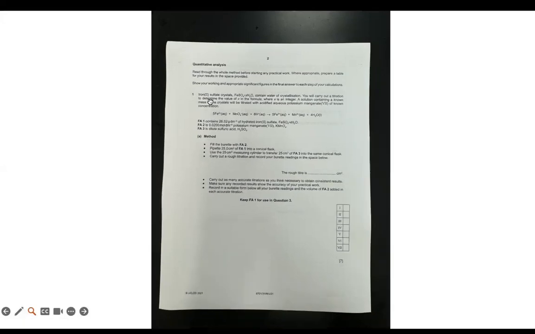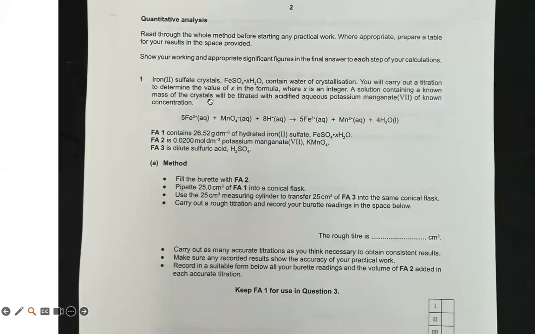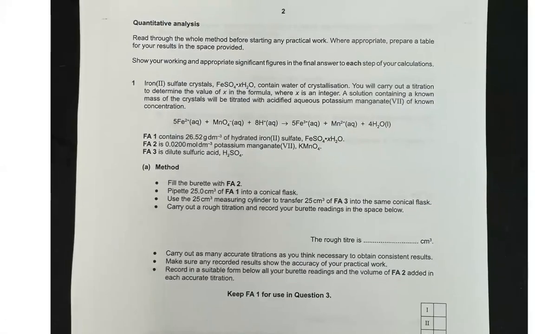Before starting any practical work for any question on paper 3, you should always read the full procedures first to make sure that you don't miss anything. So here it reads, iron(II) sulfate crystals contain water of crystallization. You will carry out a titration to determine the value of x in the formula, where x is an integer. A solution containing a known mass of the crystals will be titrated with acidified aqueous potassium manganate(VII) of known concentration. The chemical equation for the reaction is almost always given, so here it is.